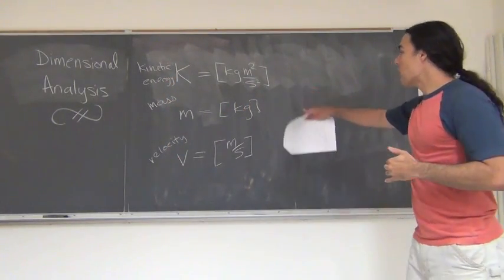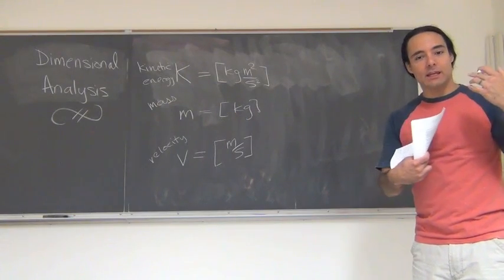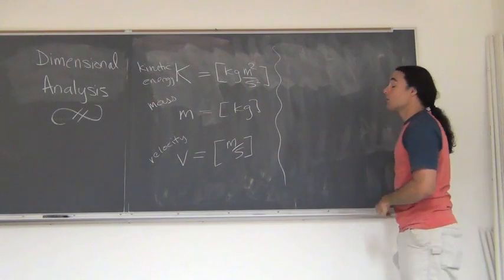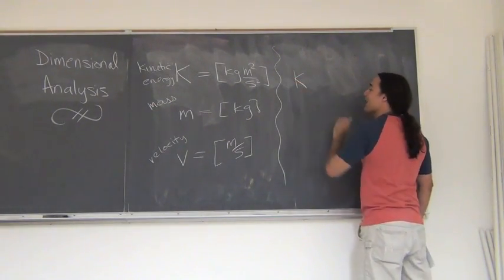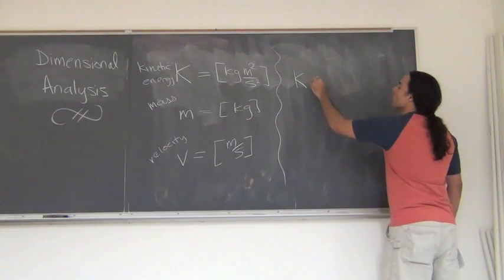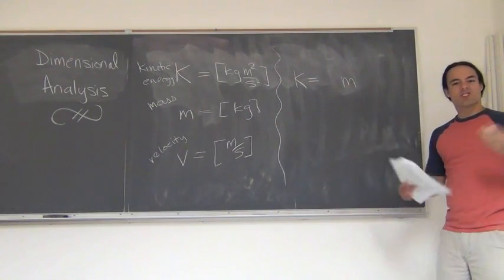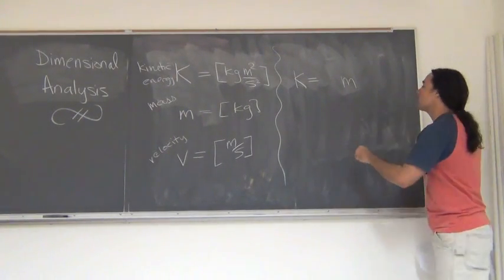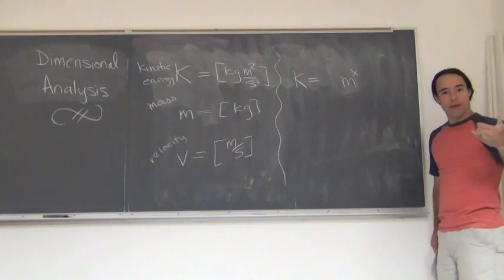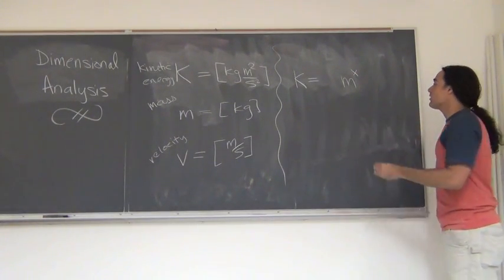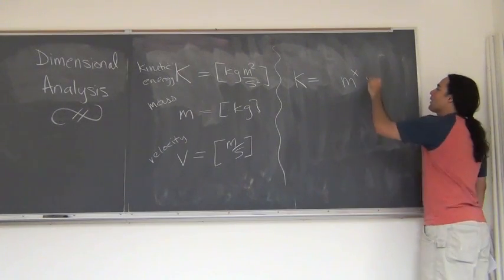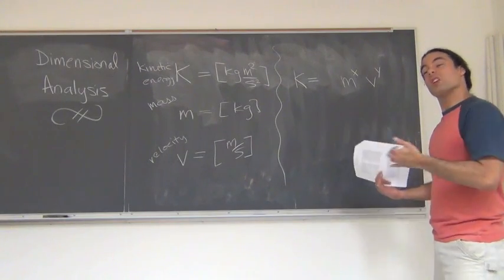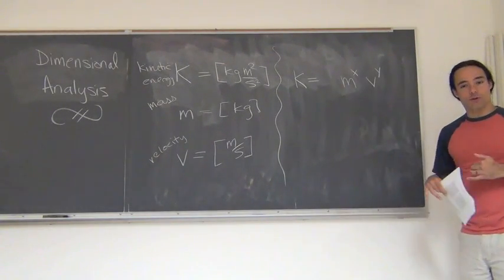Well, we want to ask, how can I combine those 3 quantities in a way that gives me an equation that has consistent dimensions? Well, to do that, I could say that my kinetic energy is going to be equal to mass to some power. Maybe it's to the first power, maybe it's squared, maybe it's to the 2/5 power. We don't know, but it's going to be mass to some power which I don't know. I'll call the power x. Times the velocity to some power, which I'll call y. Again, maybe the velocity is squared, maybe it's cubed. We're going to use dimensional analysis to figure out what those powers are.